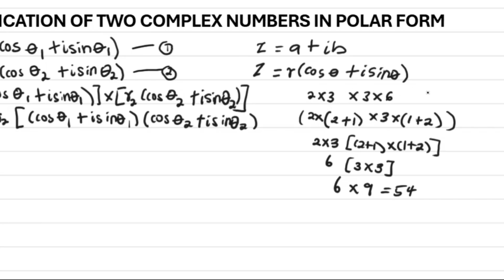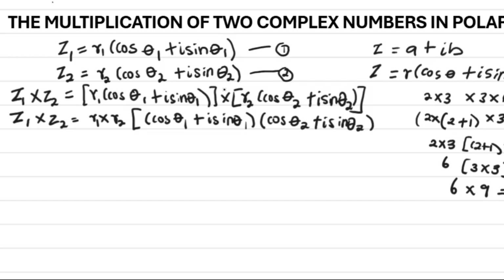Now, if we consider it from here, 2 times (2 plus 1), which is what? 3 times 3 times (1 plus 2), which is also what? 3. 3 times 3 times 3 will give us 27. 27 times 2 will still give us the same value as what? 54. So that is why you can use this R1 to multiply this R2 before you now use what is inside the bracket to multiply each other.